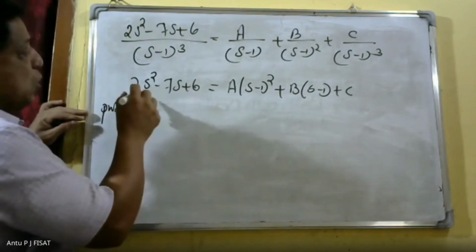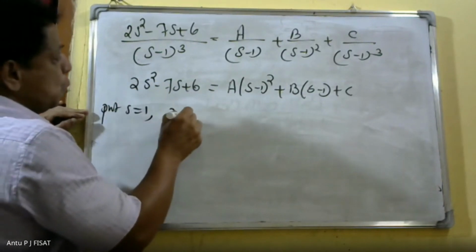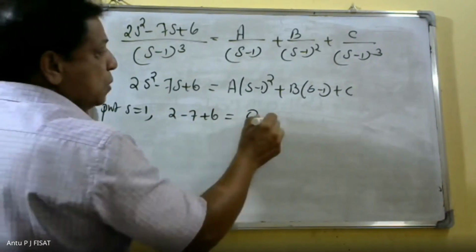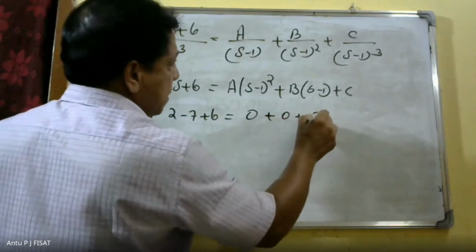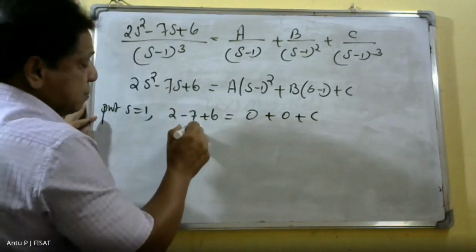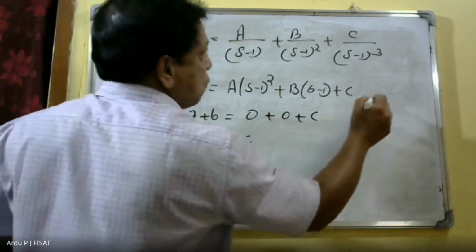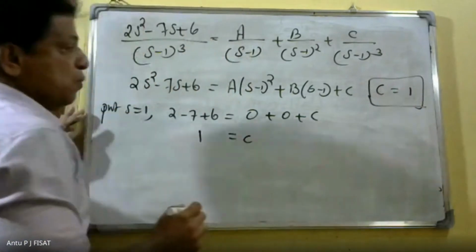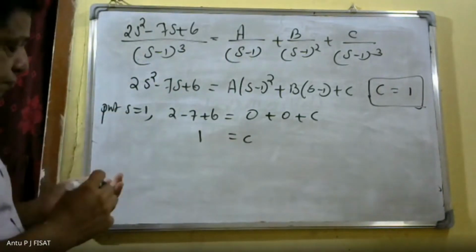When we put s is equal to 1, here 2 minus 7 plus 6 is equal to, this term will be 0, this term will be 0, plus c. Therefore, 2 plus 6, 8 minus 1, that is equal to c. Therefore, the value of c is equal to 1.